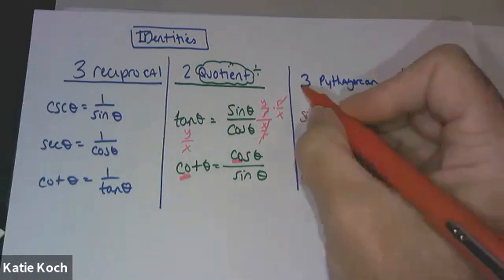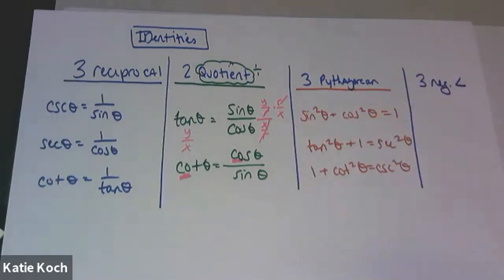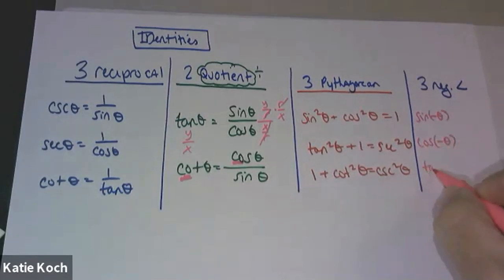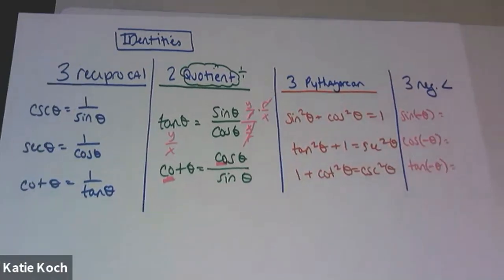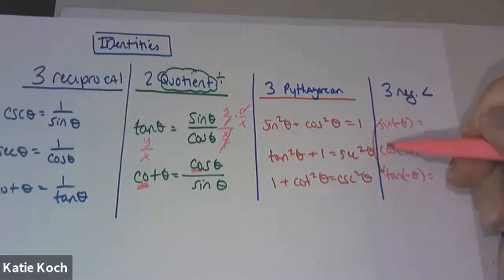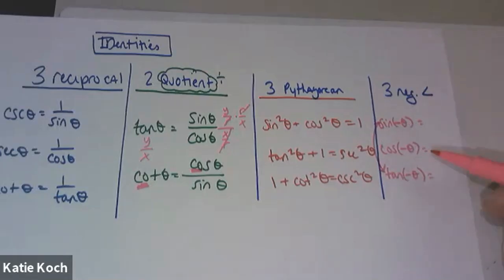And then finally, my negative angle identities. Well, I set these up. So I say, what happens when I take the sine of a negative angle? What happens when I take the cosine of a negative angle? And what happens when I take a tangent of a negative angle? So I set them up. I just say, okay, what's the relationship? Well, I have to remember that the sine and the tangent are odd, meaning when I take the sine or the tangent of a negative angle, I get the opposite of the sine of the positive angle. I get the opposite of the tangent of the positive angle.